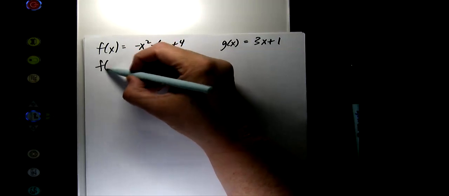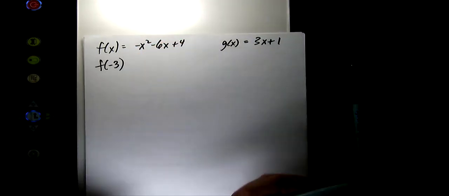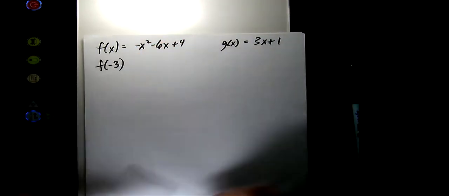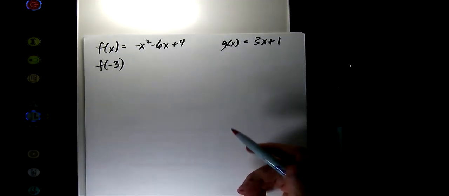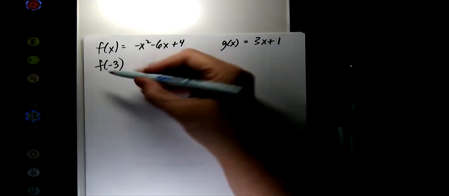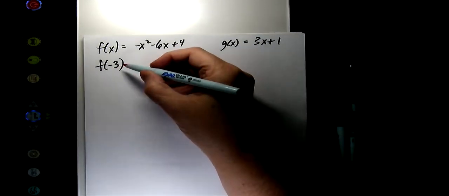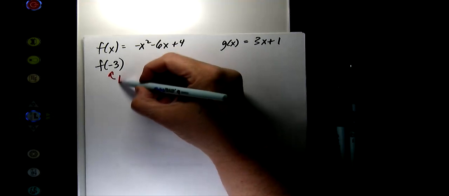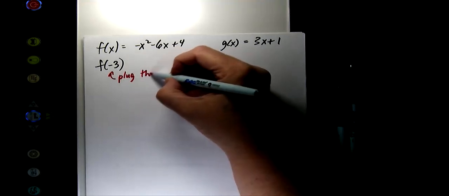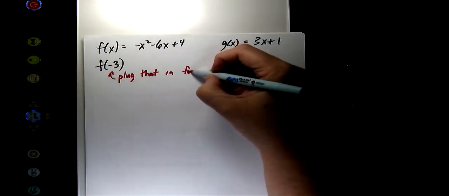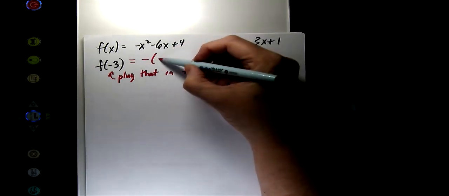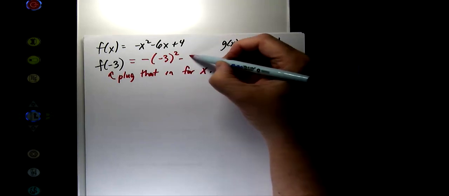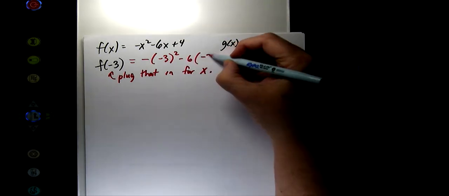So like we can do F at -3. When you see something like this where it doesn't say the X, this means plug that in for X. And I recommend you use parentheses.